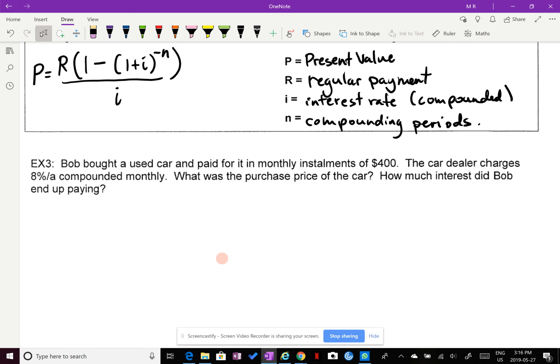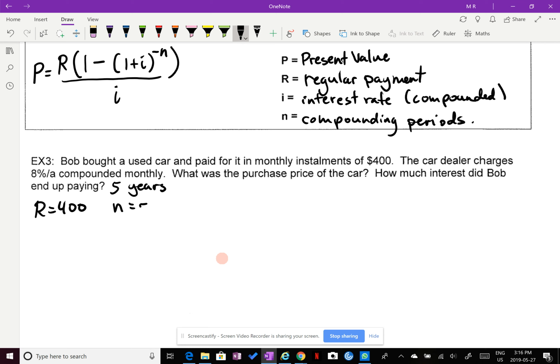Okay, well, every time we look at finding A in the past, that was the future value, right? At the end. Here's the value of the thing at the beginning. So the regular payment is $400. Okay, in monthly installments. My number of compounding periods. The question doesn't specify how many years, so I'm going to arbitrarily add it in there. Let's just say for 5 years. So for 5 years, n is 5 times monthly compounding means 5 times 12, 60 payments in total. Okay. My interest rate is 8%, so 0.08 as a decimal. Divide that by 12 because it's compounded monthly. And then I can calculate the present value.